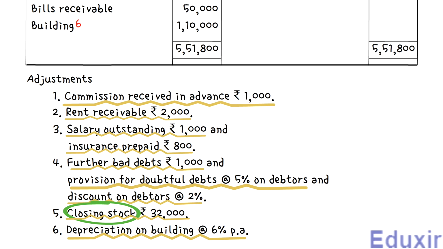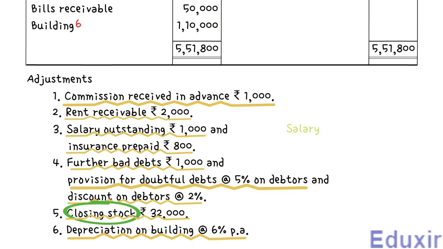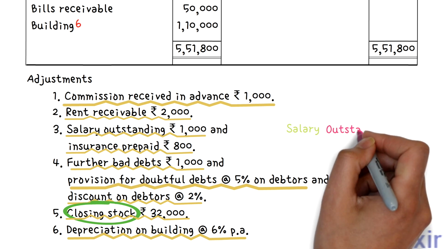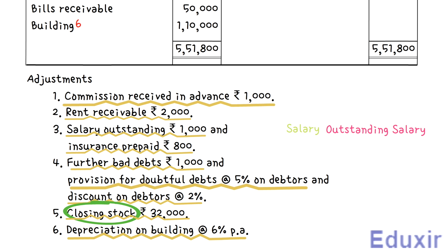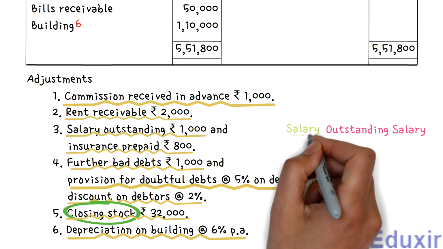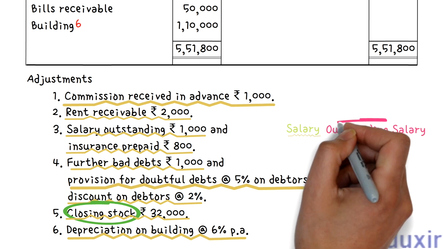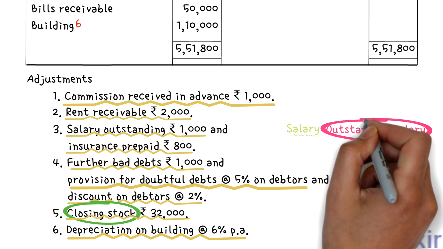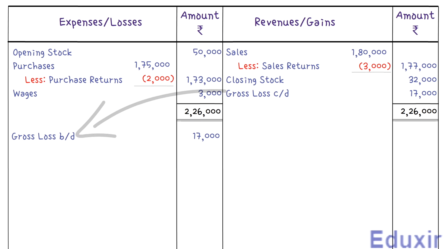The corresponding entry would be to debit the salary account and to credit the outstanding salary account. Now, as the salary is an expense, it should be added to the salary in the profit and loss account. And this new account, outstanding salaries balance, should go into the balance sheet as a liability. With this information at our disposal, let's now post the salary related postings into the profit and loss account.